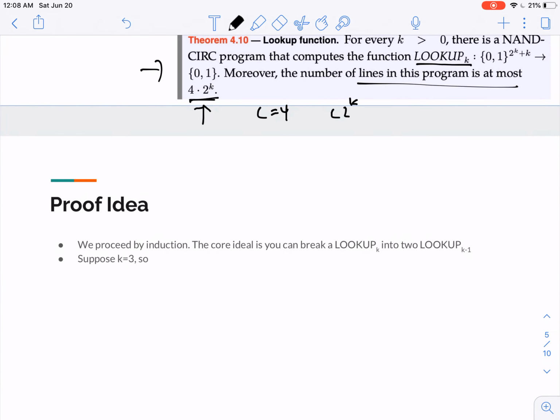So let's prove this sub-theorem. The key idea is that you're going to be able to break up a lookup on k into 2 lookups on k minus 1. And that suggests a recursive dependent structure, which implies that we should use induction.